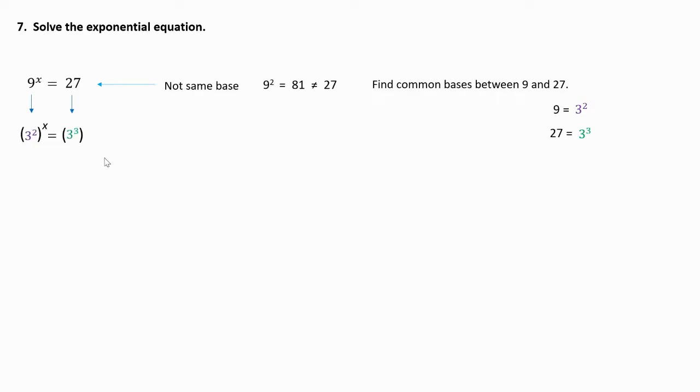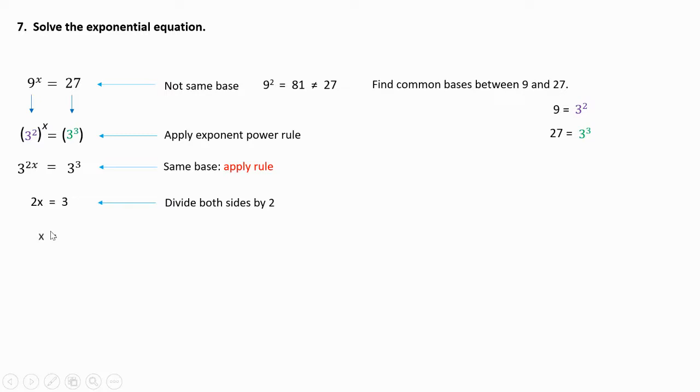Now I'm going to apply the exponential property rule, or the power rule. It means that if you have a power raised to another power, you multiply the powers. That's what the rule states. Now we have the same base, and if you have the same base, then the exponents must equal each other. So 2x equals 3. We divide both sides by 2. So the answer will be x equals 3 over 2.